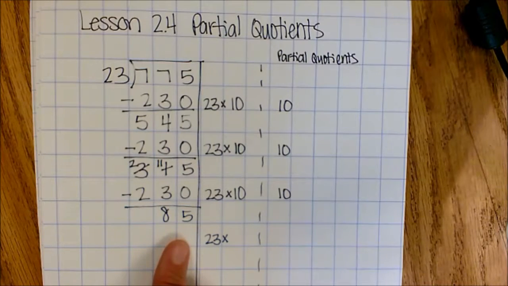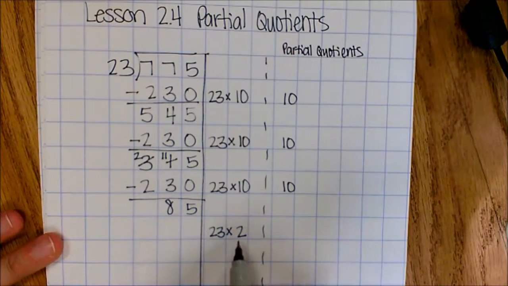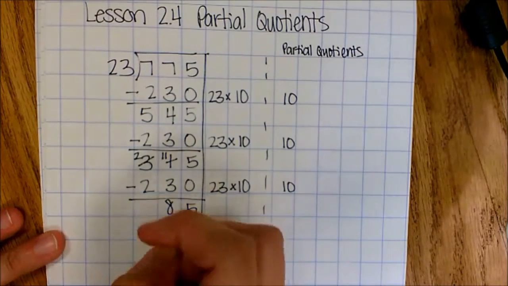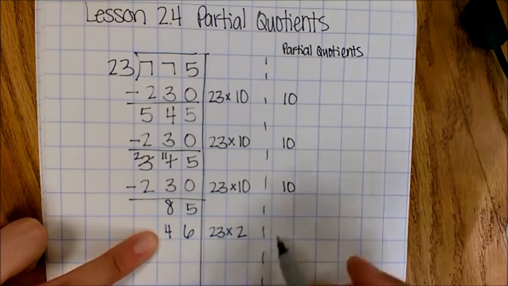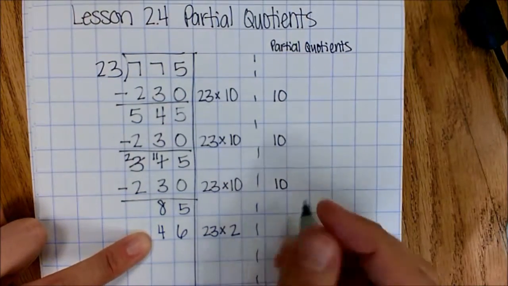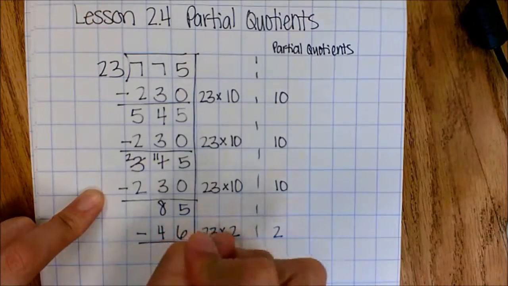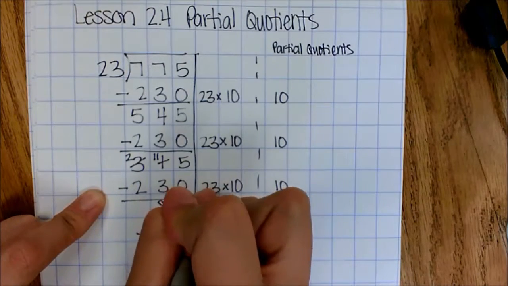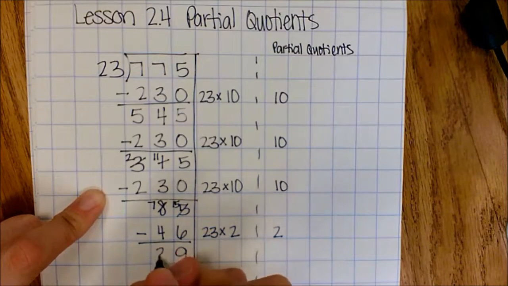Well, I think I could do 2. 2 is pretty easy to do math in my head with. So 23 times 2 is going to give me 46. So I'm going to write that answer down here. And over in my partial quotients column, I'm going to write my partial quotient, which was 2. And then I need to come back over here to subtract. So let me regroup. 15, that becomes a 7. So that becomes a 9, and that becomes a 3.